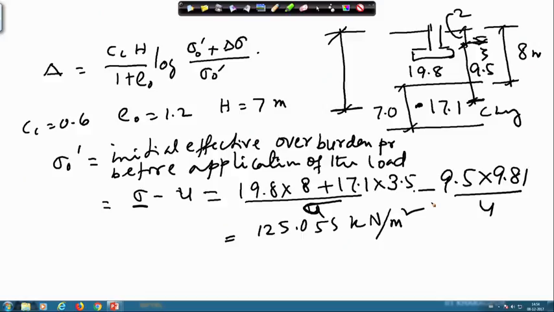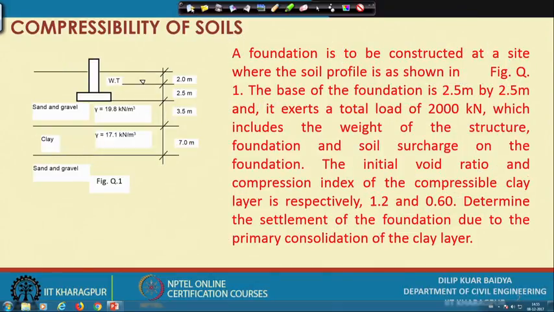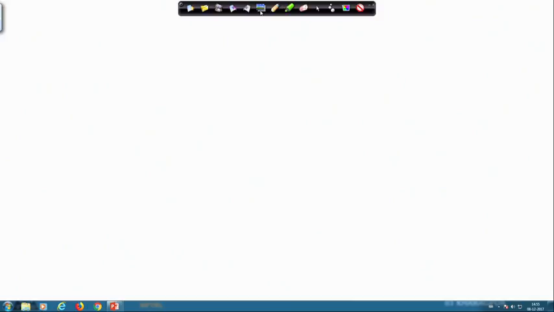That means I will take a new page. Suppose you can see this is the footing.